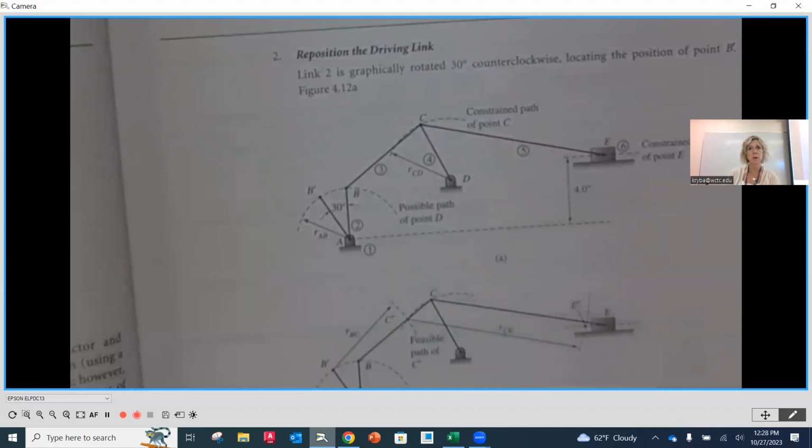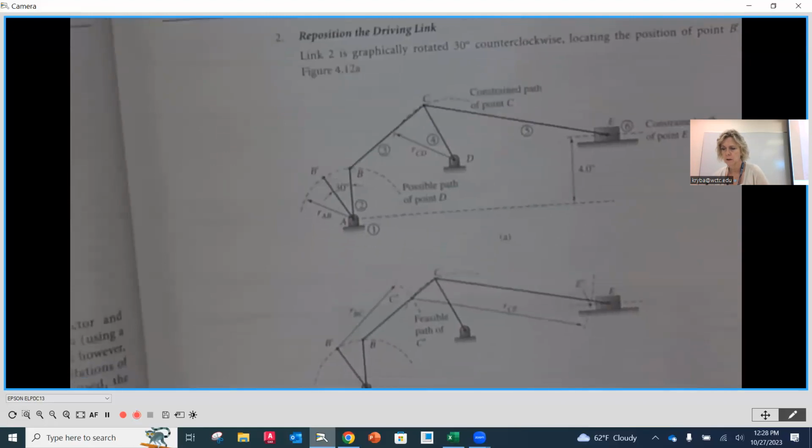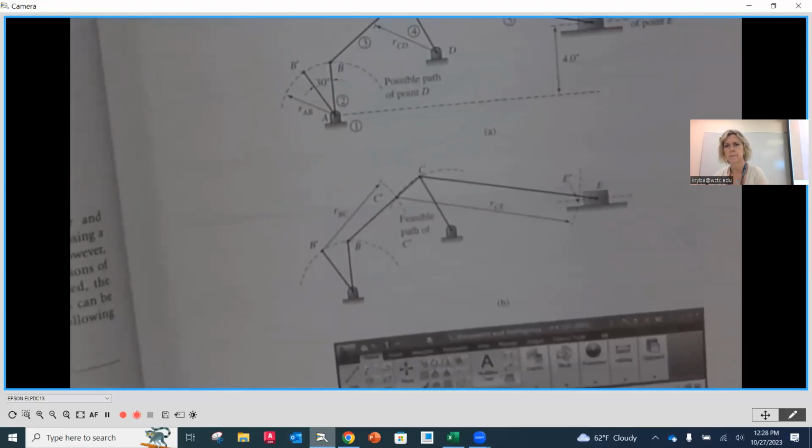This is something you're going to want to do in CAD so that you know these things can only move along those paths, along those arcs, or along those lines, depending on where you are in the diagram. And then we're going to connect them.